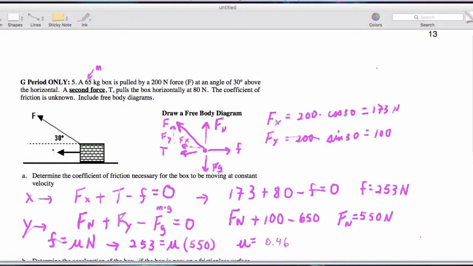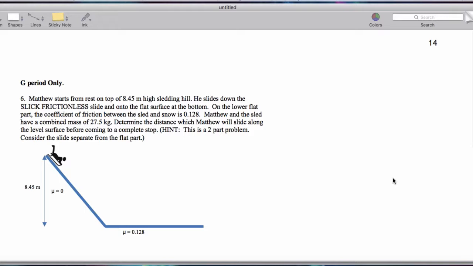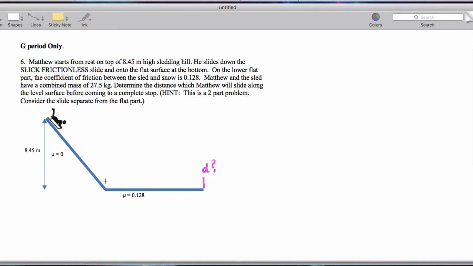All right, the absolute last page of this amazing practice exam. Matthew starts from rest on top of an 8.45 meter high sledding hill. He slides down the slick, frictionless slide onto a frictiony part of the problem. And we want to know the distance that he's going to slide here. Oh my goodness, isn't this crazy?